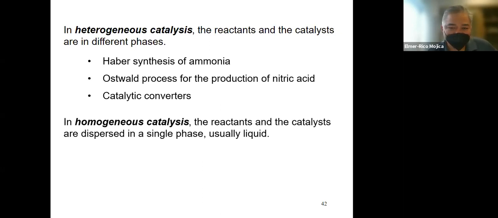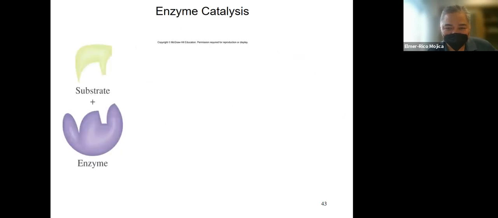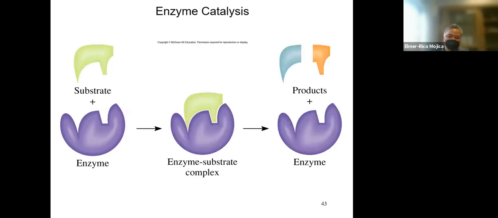Now for homogeneous catalysis, usually this is useful for liquids. Like what you see in acid catalysis and base catalysis. So if we're going to look at the enzyme catalysis that we have, you have here a substrate that acts on the enzyme. And once the enzyme acts on the substrate, it is going to produce the products that you have.